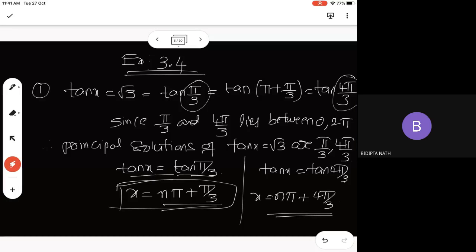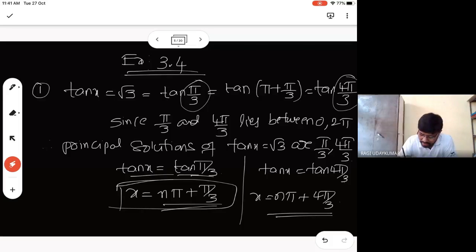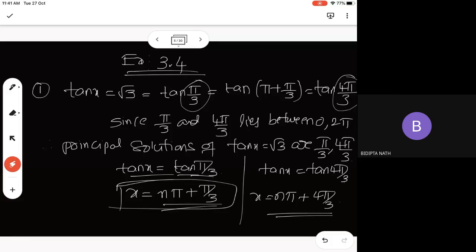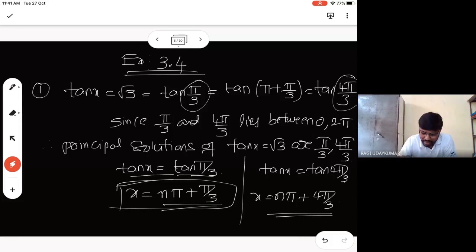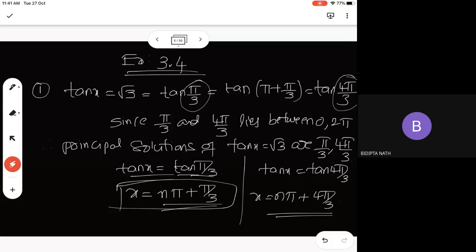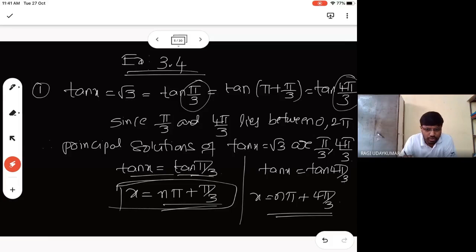Sir, did you subtract from 3 pi by 2? We are not supposed to take any such term here. I have taken pi plus pi by 3; I can take pi plus pi by 3, right? Yes sir, because I want to show it in the third quadrant, where tan is positive. So I can take pi plus pi by 3, which is 4 pi by 3. So to get the principal solution, I am taking it like this.